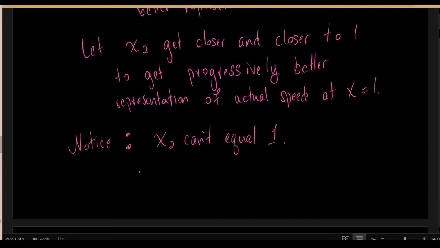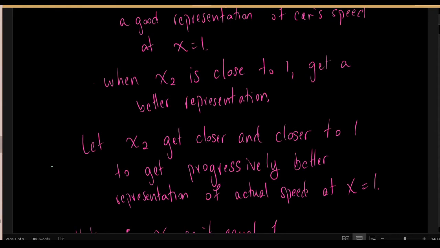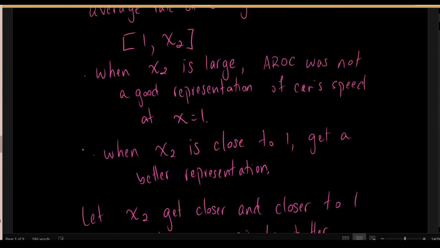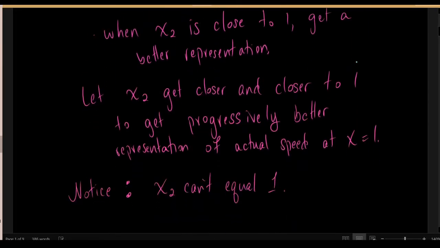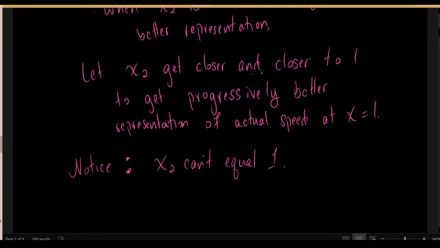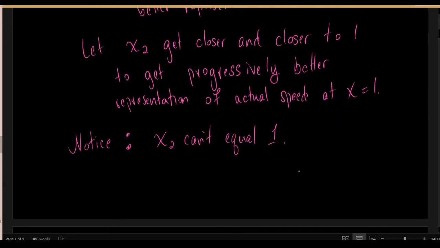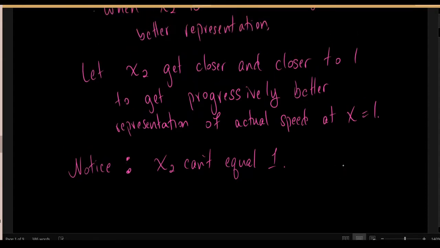So the idea of that average rate of change, trying to get at a progressively better estimate of the car's actual speed, is to let x2 just creep up on the value of 1, to get closer and closer to 1 without ever actually equaling 1. And this idea of letting something get close to a value without ever actually achieving that value, this is the idea of a limit. Limits allow you to get close to something without ever actually touching it.